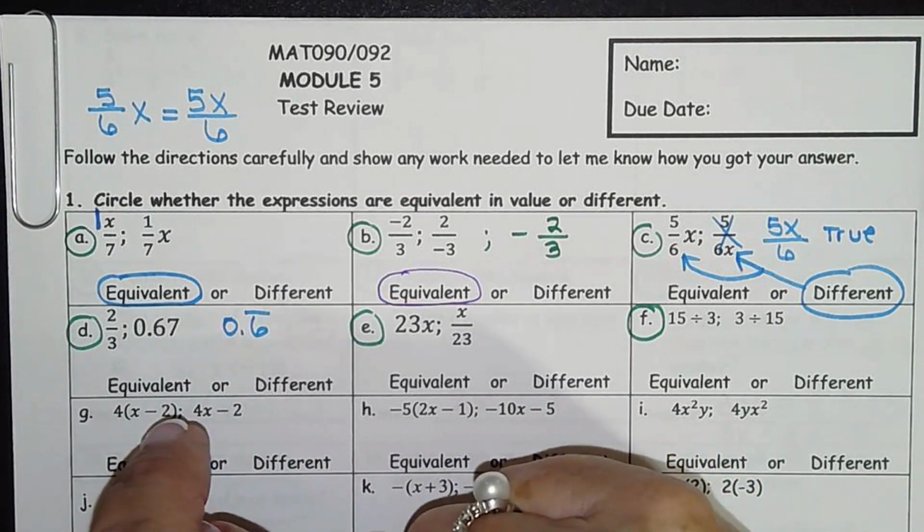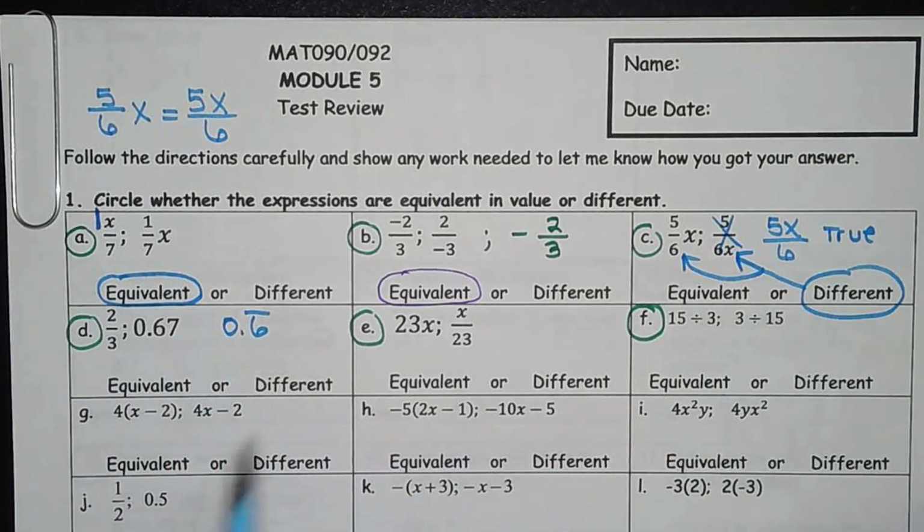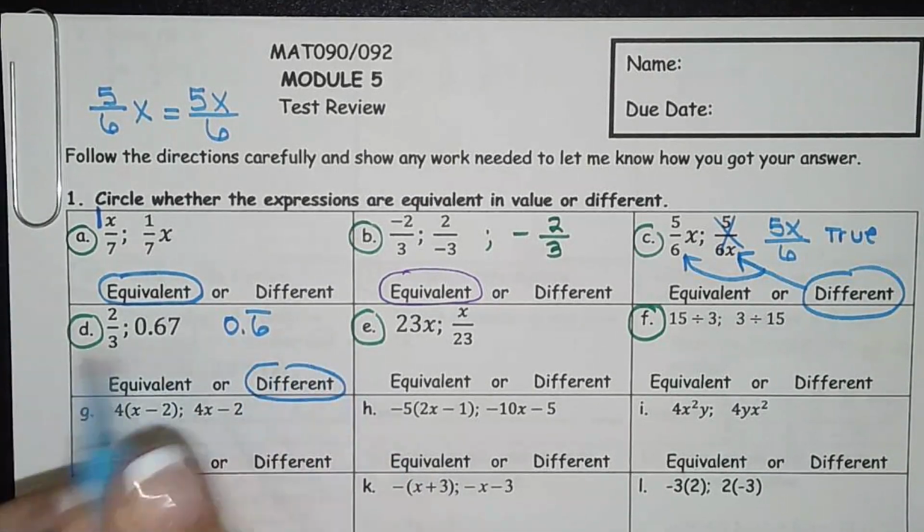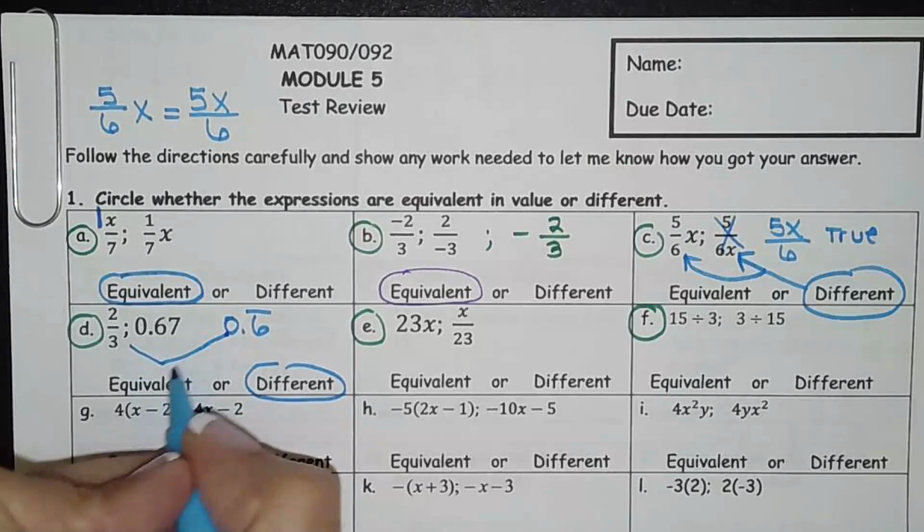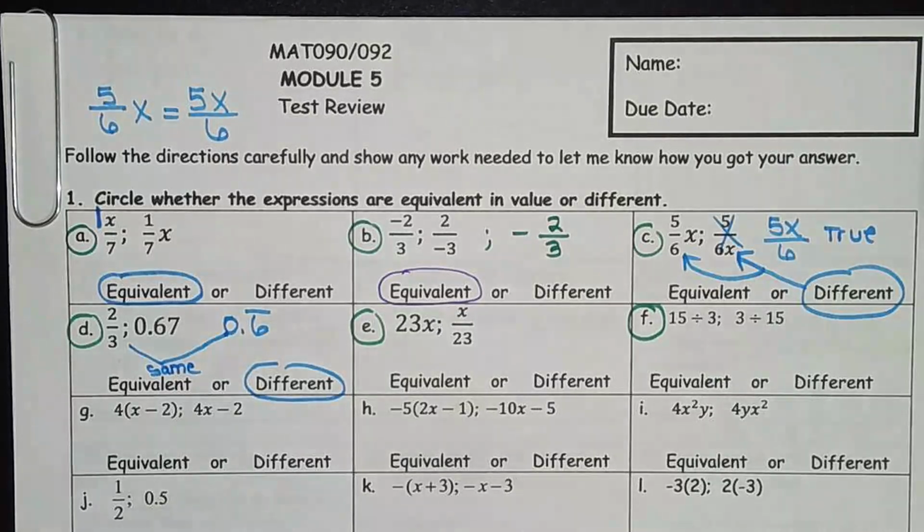2/3 is 0.66666666666. So these are different, but these two would be the same. So no rounding is allowed. That's why it's called a rounded answer. It's not an exact answer.